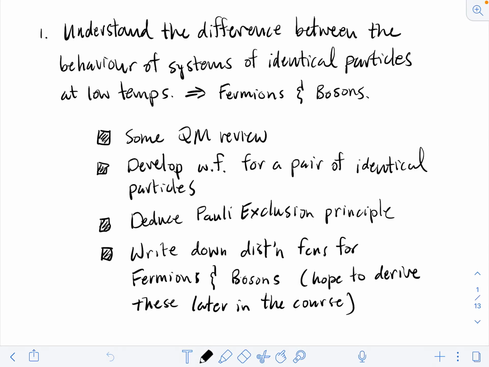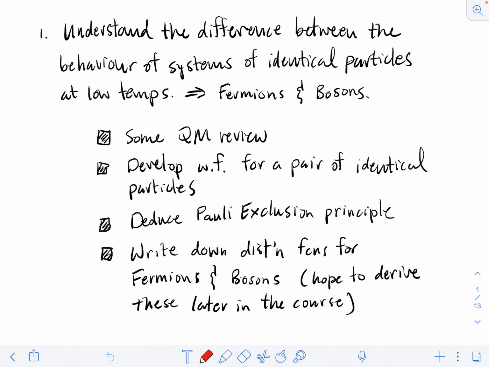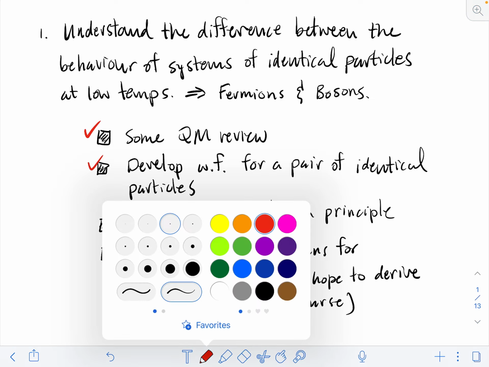All right, hello everybody. Welcome back to Physics 425. I wanted to start today by just recalling the roadmap that we wrote out at the start of the last video. What we've done is some quantum mechanics review. We'll probably do a little bit more today. And we developed our wave functions for a pair of identical particles, and that's where we kind of left off.